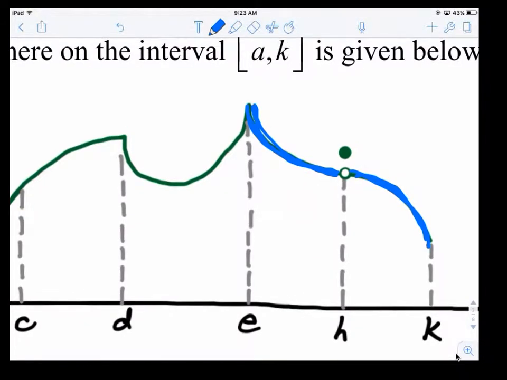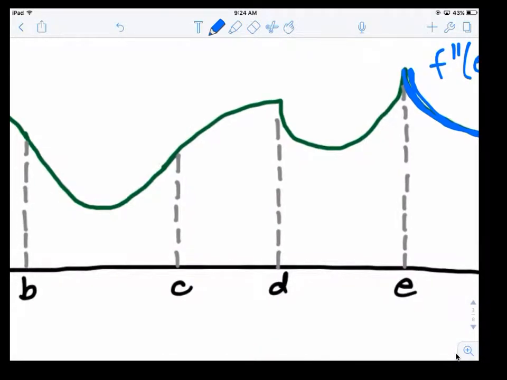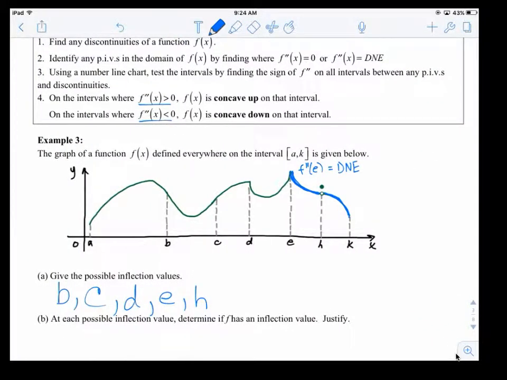So at E, if I were to do f double prime of E, it would be does not exist. So that is technically a possible area where it could change concavity. But for this particular case, this would be concave up and then concave up, so the second derivative would be positive, positive. So this particular value is a possible inflection value, but once we do the next question, it's not a definite inflection value. So for possibles, you're just trying to see where it changes concavity, where the second derivative is 0 or does not exist.